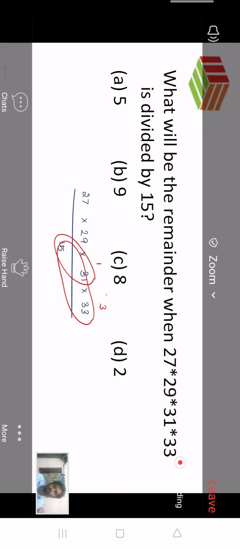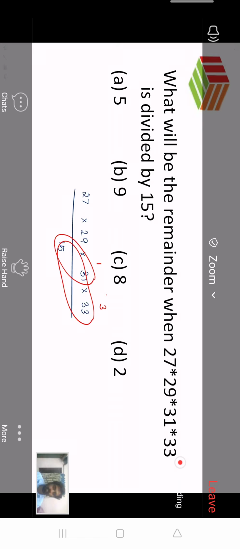27 into 29 into 31 into 33. I'm dividing with 15. What is the remainder is the question. So please observe, this is very easy for us whenever we have a question like this. 31 by 15, what is the remainder? The remainder is going to be 1. So what is the remainder here? The remainder is going to be 3.